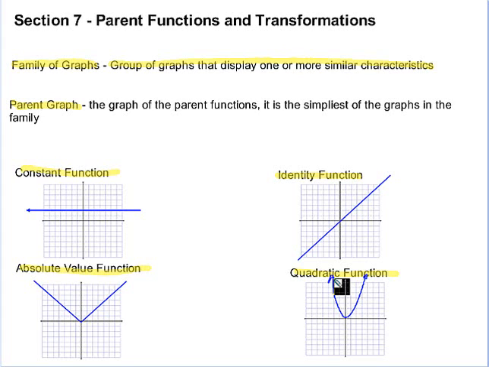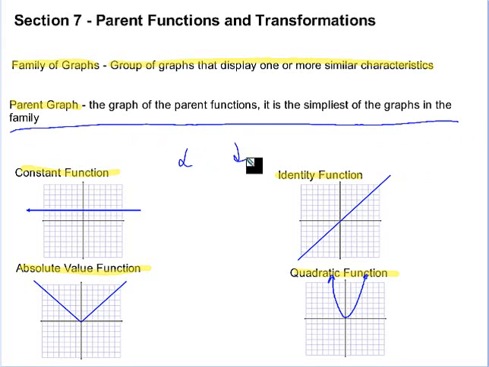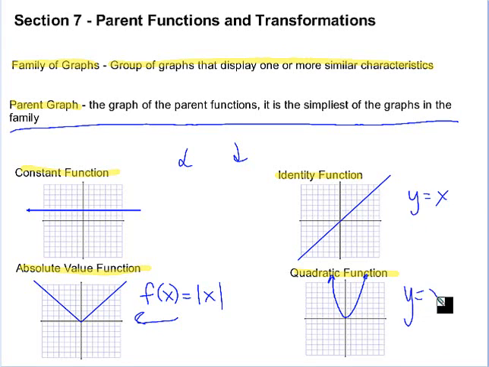The parent graph is the graph of the parent functions, and it's the simplest graph. Right here, these are all of our parent graphs. These are some of our simplest graphs. The absolute value function, the parent graph, is f of x is equal to the absolute value of x, which is precisely what this graph is. The identity function, the parent graph, is y equals x. And the quadratic function, the parent graph, is y equals x squared.